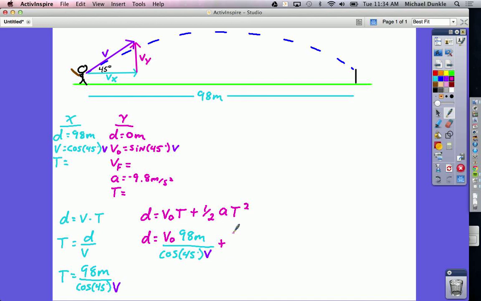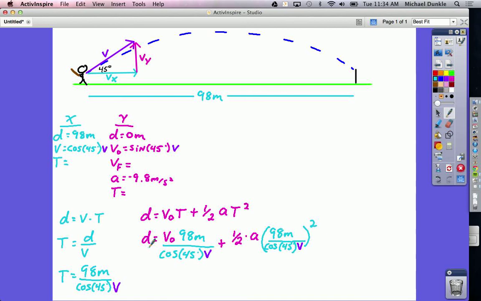Now we're going to do the same thing in the other term. We have our 1/2 times acceleration. And now t squared, we have to square everything, so that would be 98 meters over the cosine 45 degrees times v. And all of that would be squared. And that is what our equation is going to look like. What I'm going to do next is plug in what I know initial velocity is, and plug in what I know acceleration is, as well as the displacement. And we're going to get all of the numbers in here now.